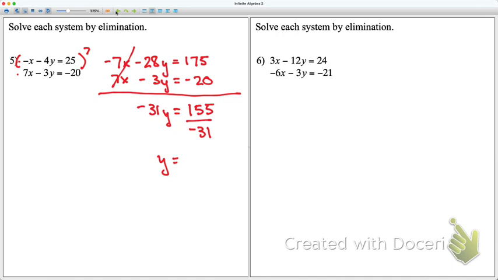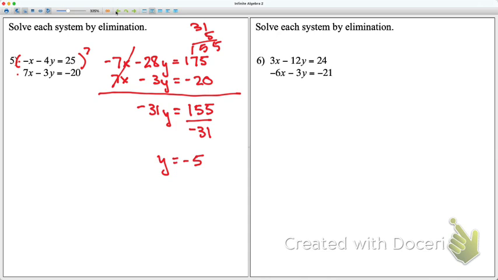Now wait a second. Guys, I have 155 and I have 31. What do you think I have to multiply 31 by to get a bunch of 5s? 5. So 31 times 5 would be 155. So y equals negative 5. Everything today turns out to be whole numbers, so figure out what it is, okay?